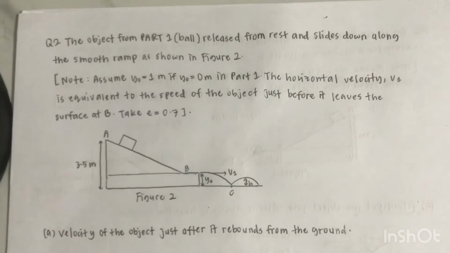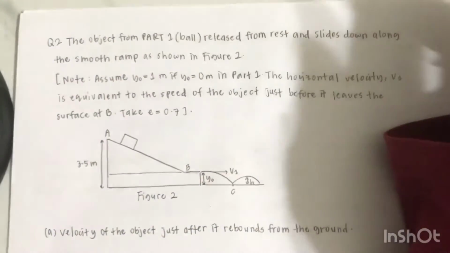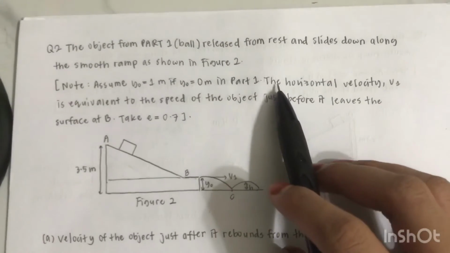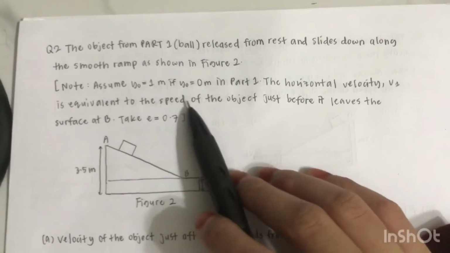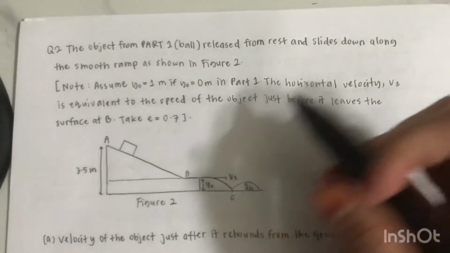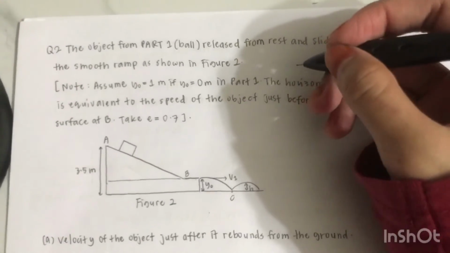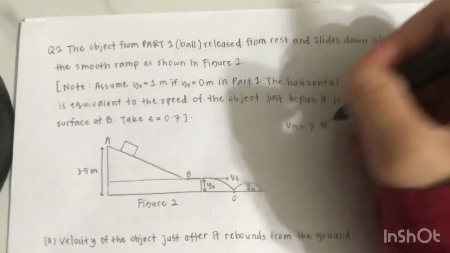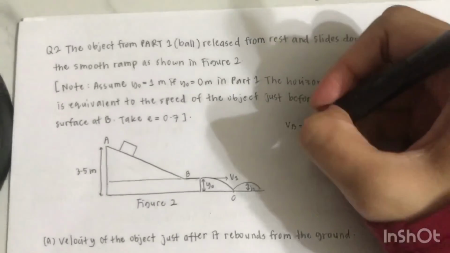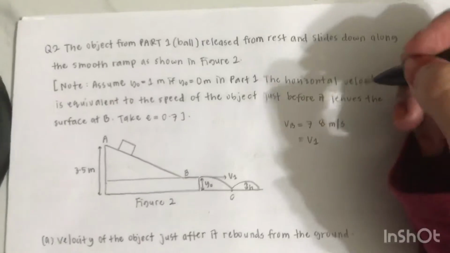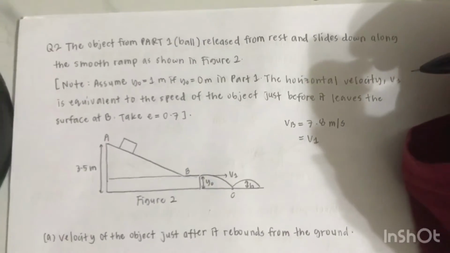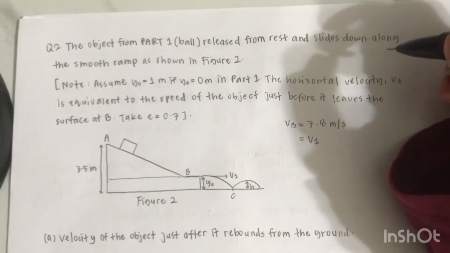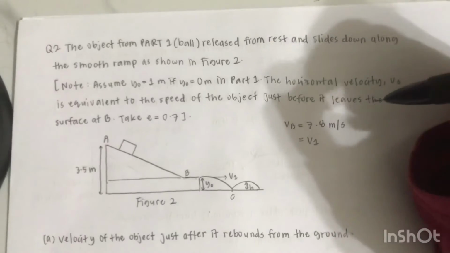Okay, next we will move to question 2. In question 2, the horizontal velocity v1 is given as equivalent to the speed of the object just before it leaves the surface at B. From the previous question, question 1, we already got that VB is 7.8 meter per second. So this is equivalent to V1, because the horizontal velocity remains the same since there is no acceleration involved in the horizontal direction.